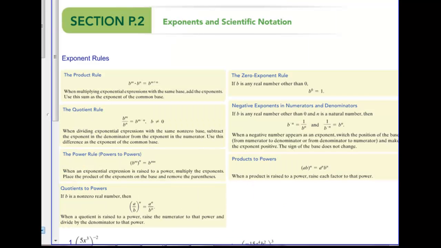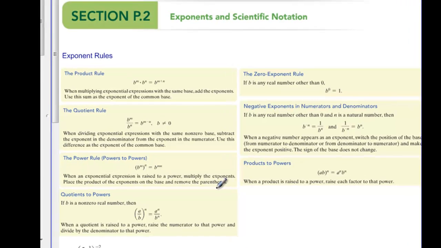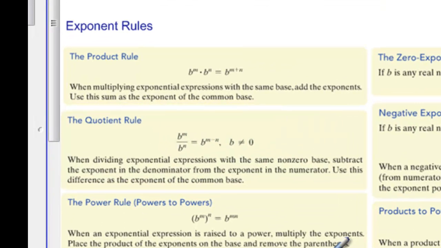All right, so section P.2, exponents and scientific notation. I've gone ahead and put the exponent rules here for you. Essentially, for these to work, your base needs to be the same. It says b to the m times b to the n equals b to the m plus n. It's kind of hard to read on there.